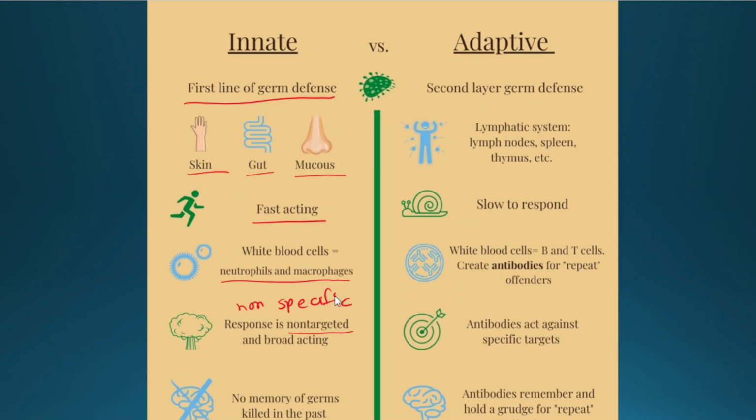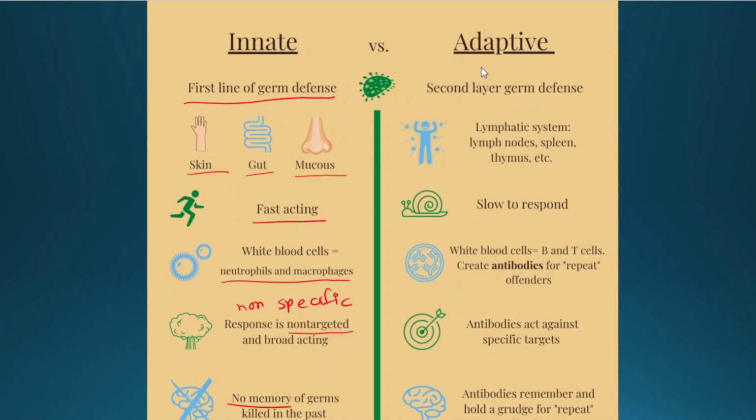That means it will prevent the entry of any pathogen, whether it is a bacteria or virus, or it can be fungi. It will prevent the entry of any pathogen into our body system. So it is non-specific and it does not contain the memory of germs. Yes, it cannot retain the memory. So this is the first line of defense of our immune system, called the innate immunity.